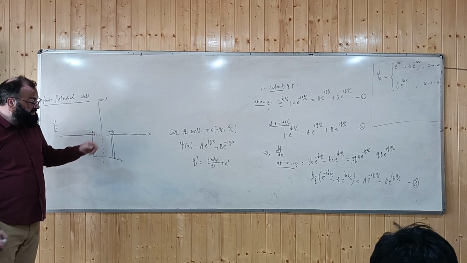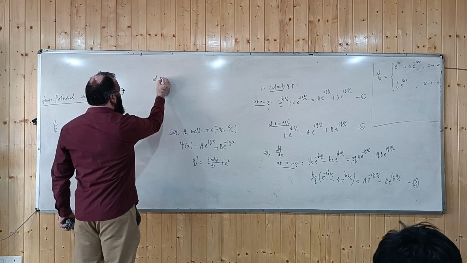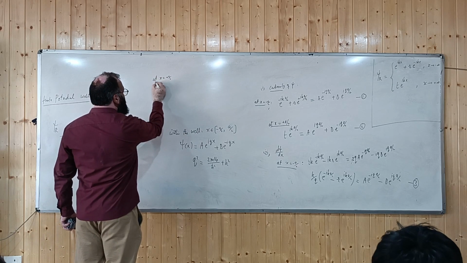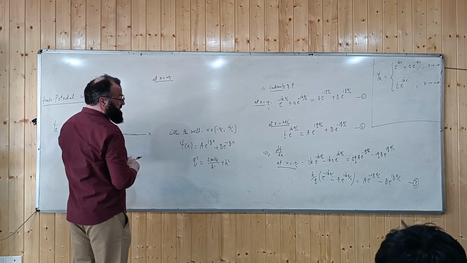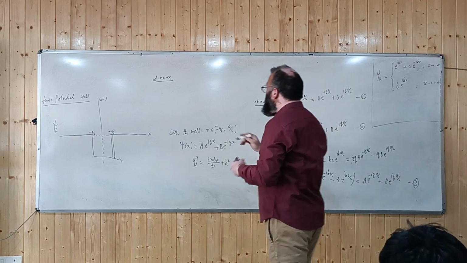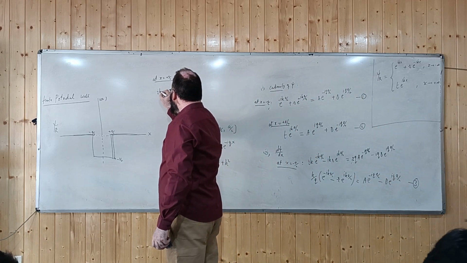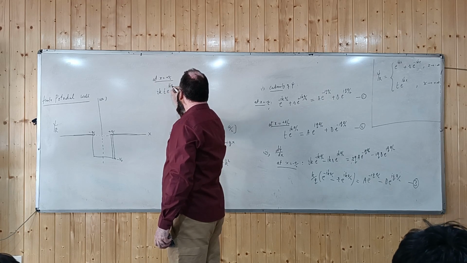Clear? So let's calculate that. So at x equal to plus a by 2, let's calculate the derivative. Just tell me. What is the derivative of this? It's i k t. So you have i k t e raised to i k a by 2.